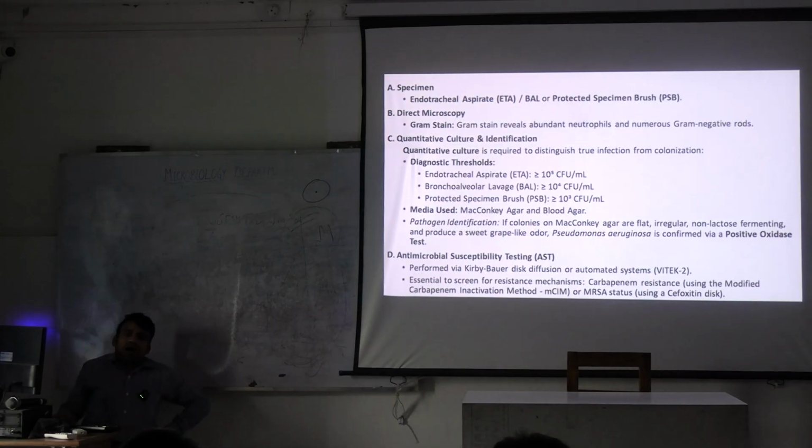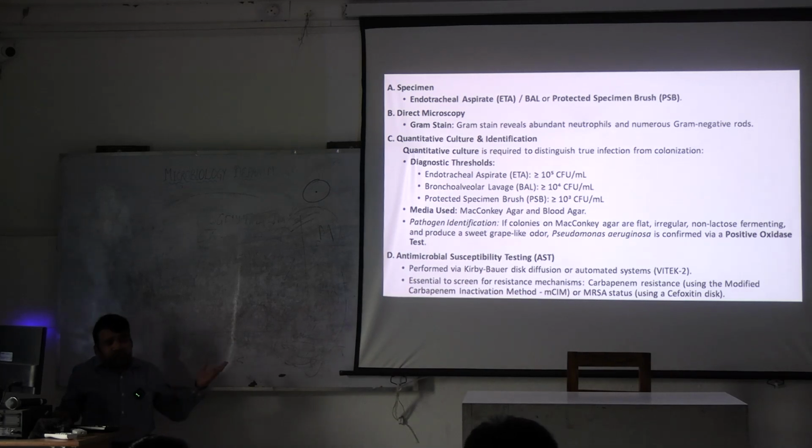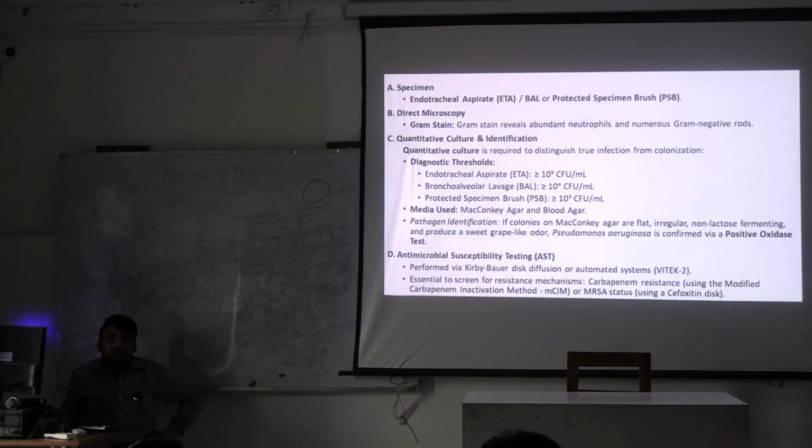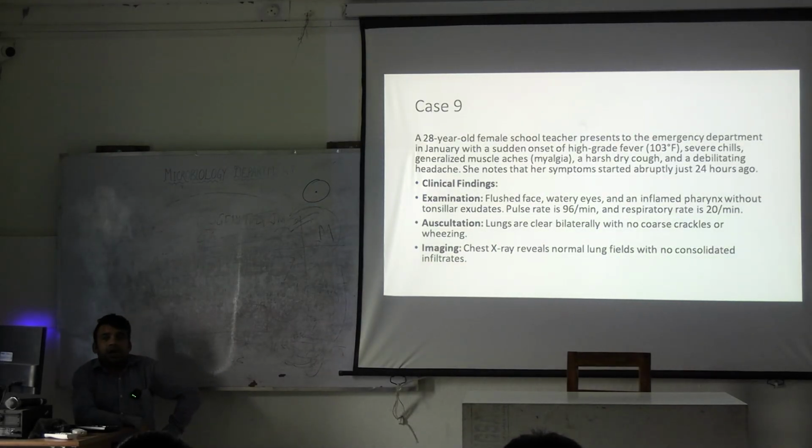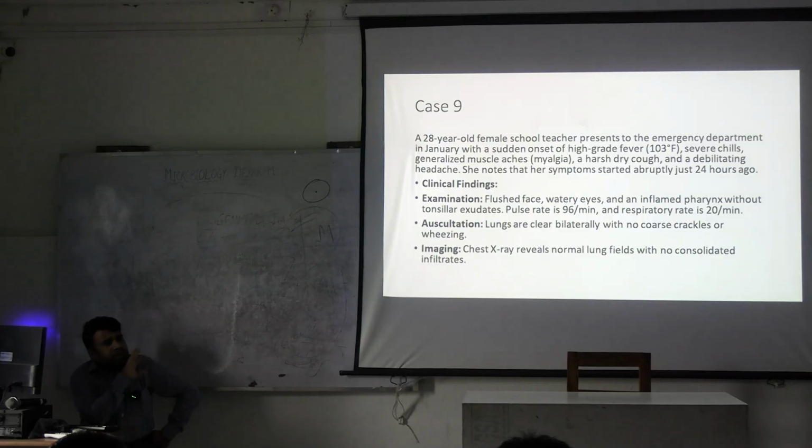Okay, then after the culture, we need to identify the organism based on the biochemical, or we can go for a Vitek or Malitoc, and then go for susceptibility testing. Depending on the results of the antimicrobial susceptibility reports, we can initiate and modify the treatment. So this is how a case of ventilator associated pneumonia may be given.